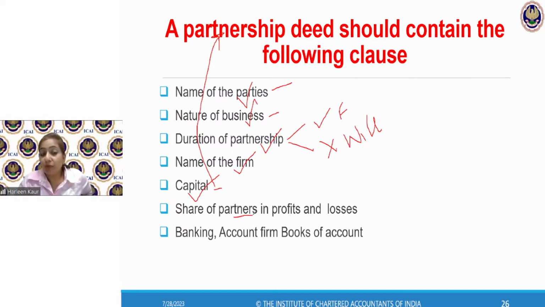And then the profit sharing ratio, in what ratio they are going to share the profits, whether it is 2:1, 1:1, or equally, or in capital ratio, whatever ratio they decide. Where are they going to open their bank accounts? Remember in Santi Ranjan Das Gupta, all these things were missing. That's why it was not a partnership firm. So where are you going to open your bank accounts? How many bank accounts will there be? How will the firm's books of accounts be kept? All these kinds of points will be covered in detail in the partnership deed.